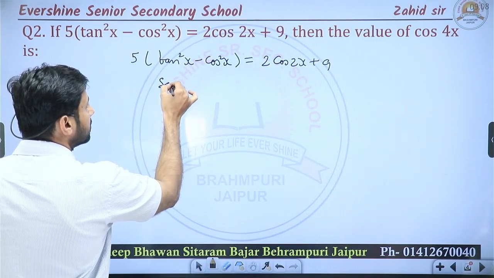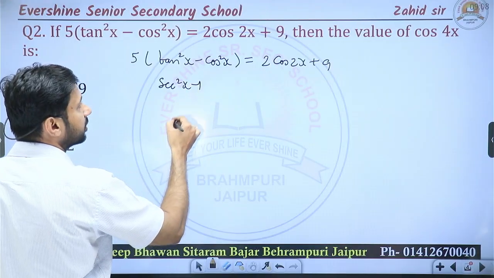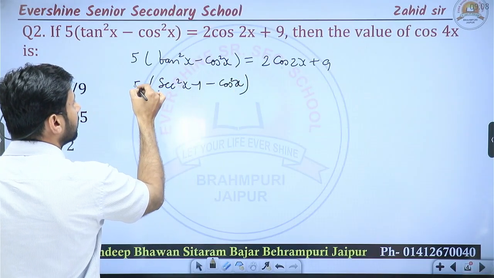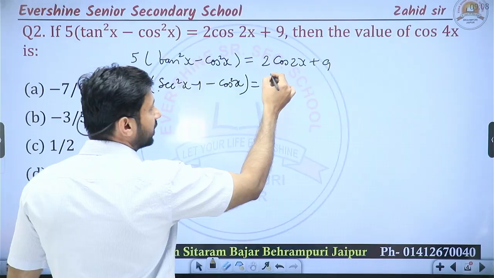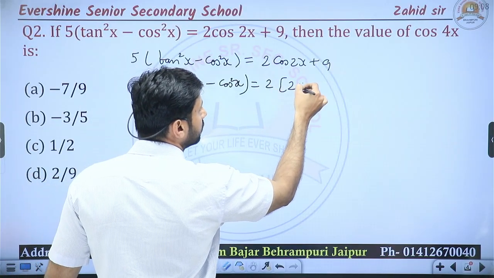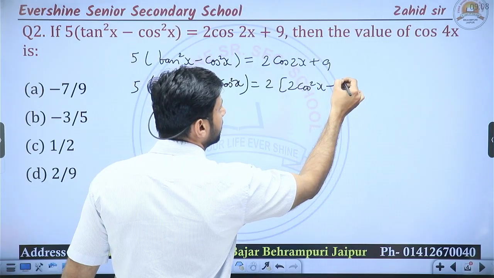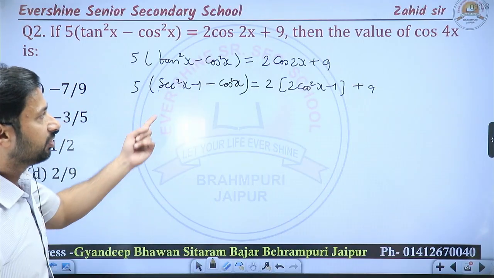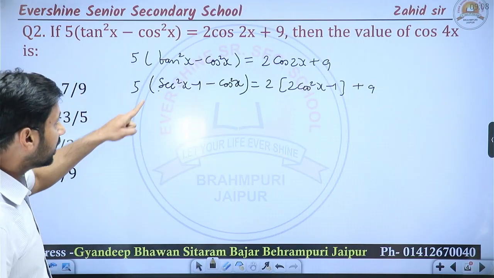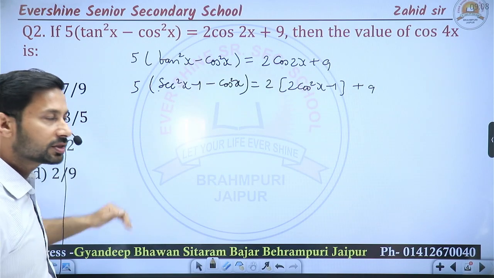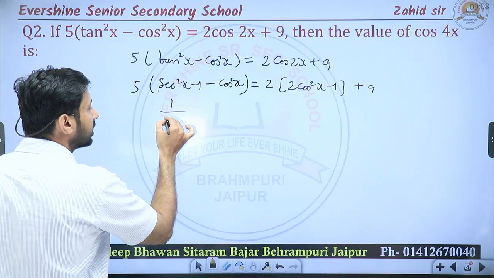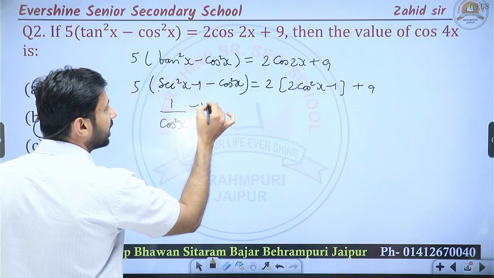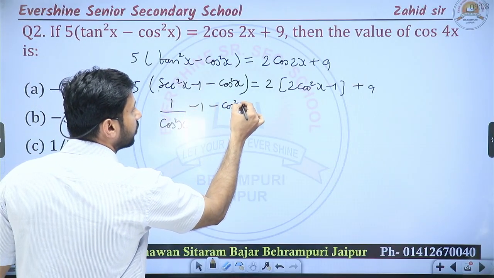So it will be sec square x minus 1 minus of cos square x, and cos 2x. Cos 2x can be written as 2 cos square x minus 1. I use the identity over here. Okay. Cos 2x will be equal to 2 cos square x minus 1. Now as you know, sec is reciprocal of cos. So this sec square can be written as 1 upon cos square x. And this minus 1 will be as it is and minus cos square x. Okay.